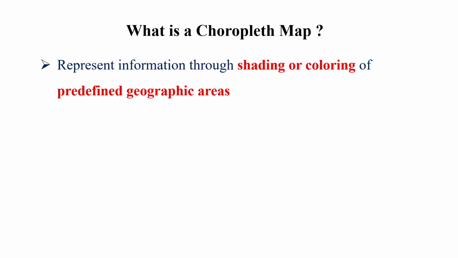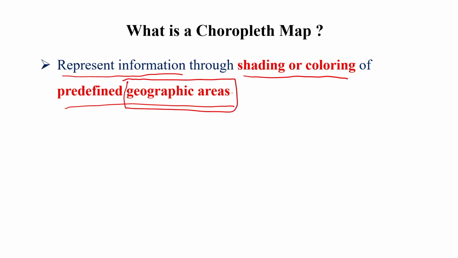Okay. Now what is this Choropleth map? It represents information through shading or coloring of predefined geographic areas. We know that maps are a very important part of our day-to-day endeavor. There are different types of maps which you would have studied previously. This thematic mapping technique is nothing but mapping information based on a particular theme, and within that, the Choropleth mapping technique is basically shading or coloring the maps based on a particular variable.